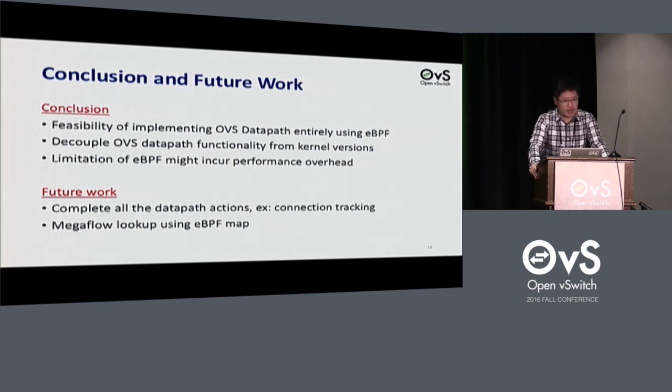For the future work, we plan to complete all the OVS data path actions. For example, we are working on the connection tracking part. Also, right now, all the lookups in the eBPF data path are exact match cache. So we are planning to implement the megaflow lookup using eBPF map.